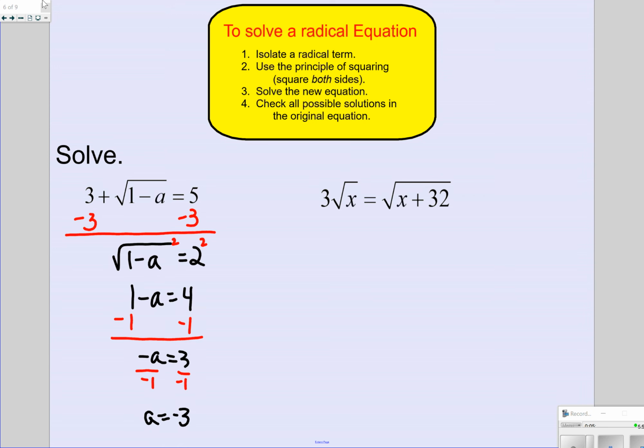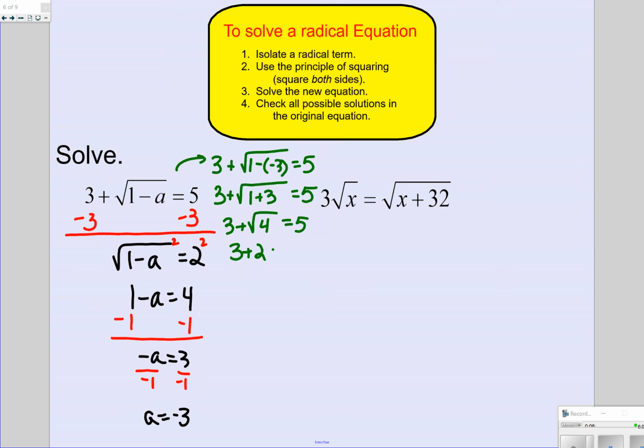Let's check to make sure that that works. So 3 plus the square root of 1 minus negative 3 is equal to 5. So I get 3 plus the square root of 1 plus 3 is equal to 5. 3 plus the square root of 4 is equal to 5. The square root of 4 is 2, so 3 plus 2 is equal to 5, and I see that 5 equals 5. So that works, which means that negative 3 is my solution. It worked.